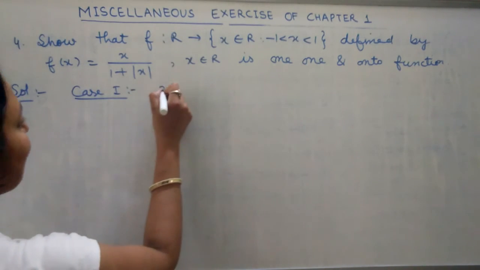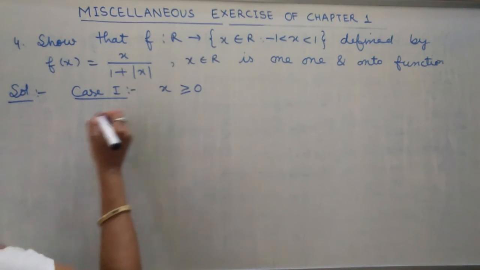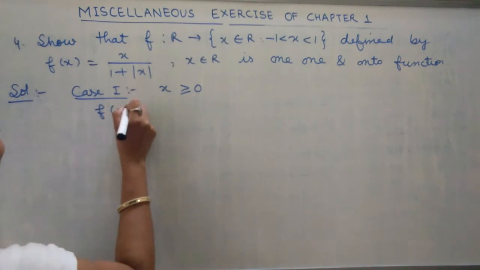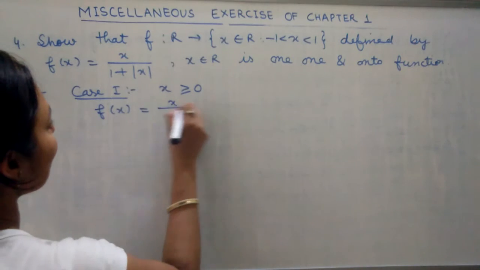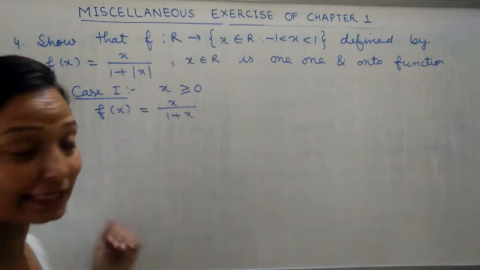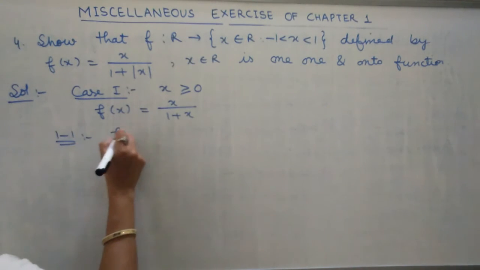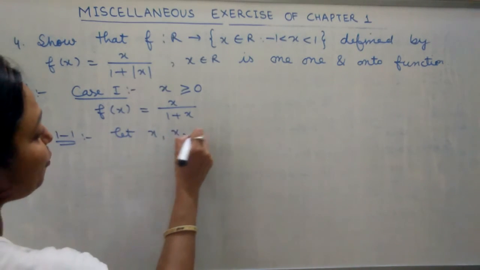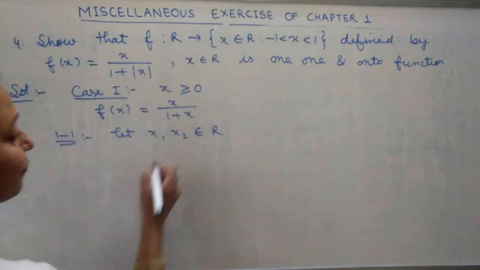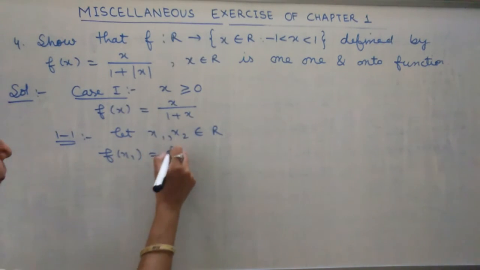if x is greater than or equal to 0. Then f(x) is equal to x upon 1 plus x. I will take x upon 1 plus x. For injectivity, one-one, let x1 and x2 belong to R. We will take two numbers. That means f(x1) equals f(x2).